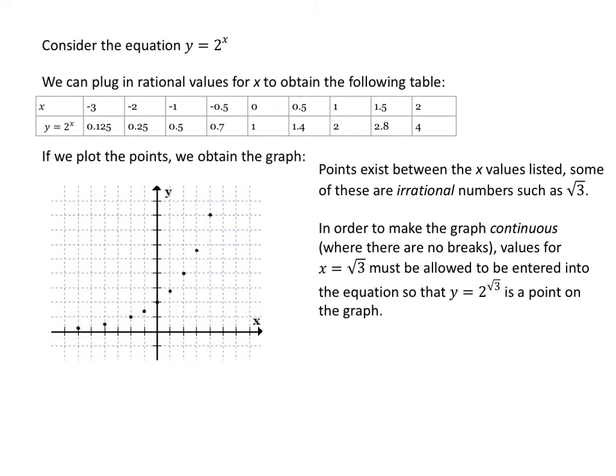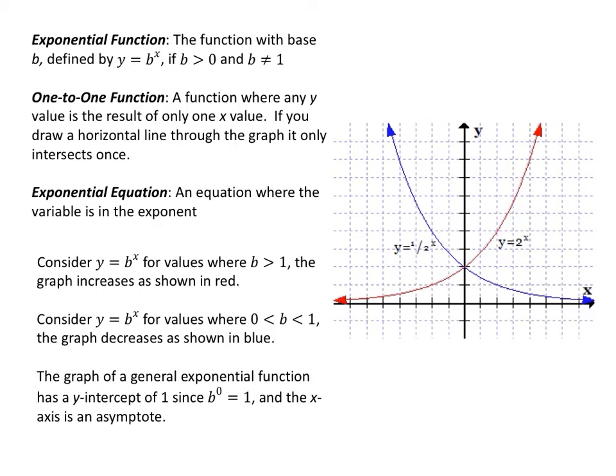But points actually exist between these numbers. Those are the irrational numbers, like the square root of 3. So in order to make this graph continuous, we have to be allowed to enter things like square root of 3 into the equation so that 2 to the power of square root of 3 does show up as a point on this graph. These are called exponential functions because our x is in the exponent. So I always like to let you hear me say that. An exponential function has an x in the exponent.